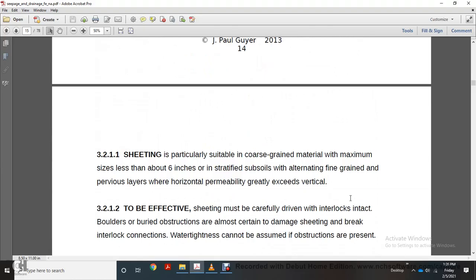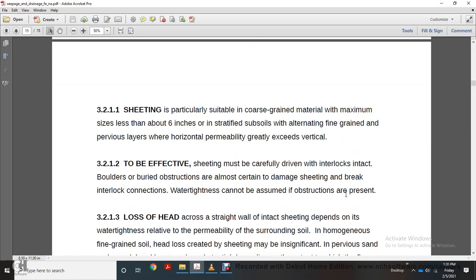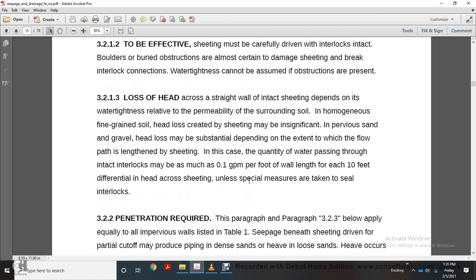Sheeting is particularly suitable with coarse-grained material with a maximum size of less than 6 inches, and with saturated subsoil with alternating fine-grained and pervious layers where the horizontal permeability greatly exceeds the vertical. To be effective, sheeting must be carefully driven with the interlocks intact. Buried obstructions almost certainly cause damage to the sheeting and breaking of the interlock connections. Water tightness cannot be assumed if obstructions are present. Head loss across the straight wall of the intact sheeting depends on the water tightness relative to the permeability of the surrounding soil.